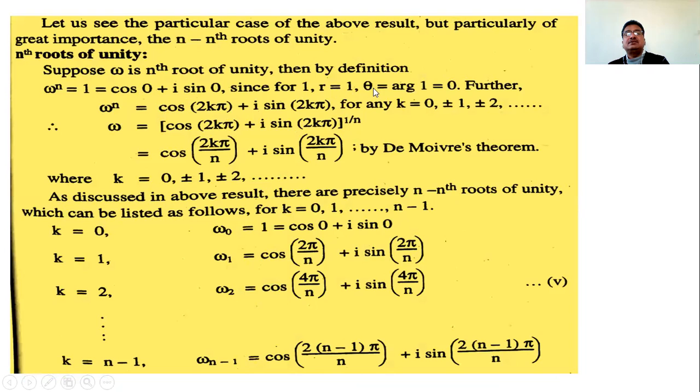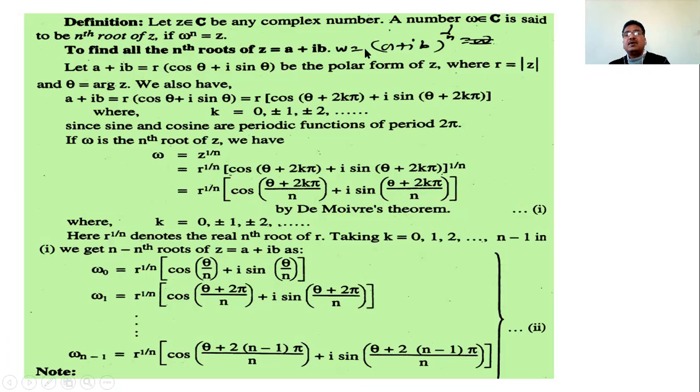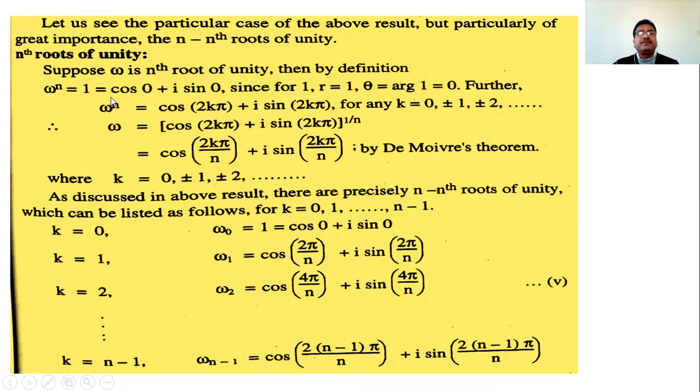Suppose W is the nth root of unity. That is, 1 raised to 1 by N is W. Like this, W is what? 1 raised to 1 by N. And therefore W raised to N is what? W raised to N is 1. And what is 1? Value of 1 is what? Cos 0 plus I sin 0, because this is the polar form of the complex number 1. And then W raised to N is what? Cos 2k pi, add 2k pi, because 2 pi is the period. Same method, 0 plus 2k pi is 2k pi.